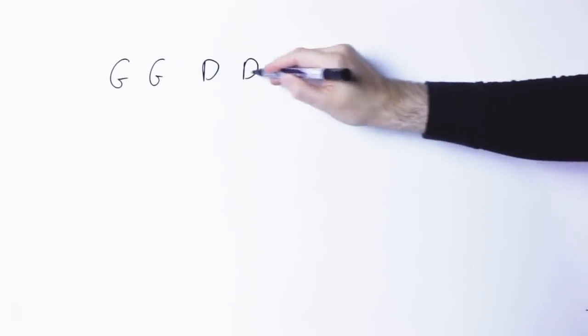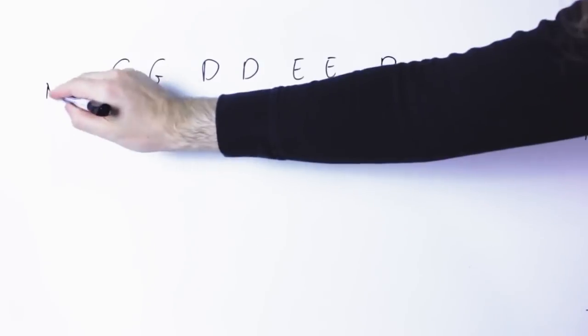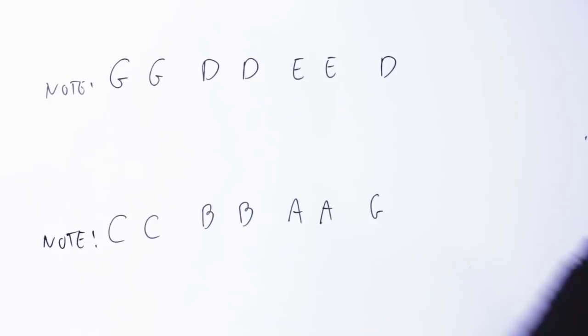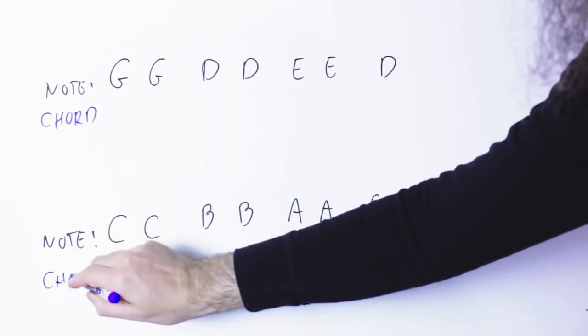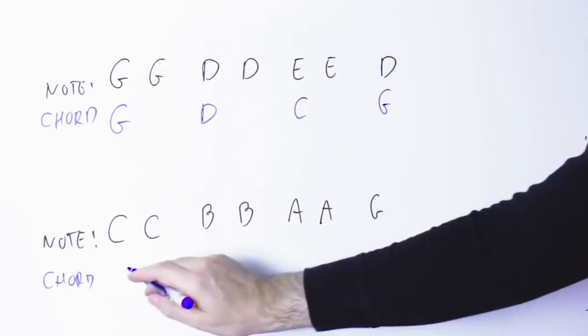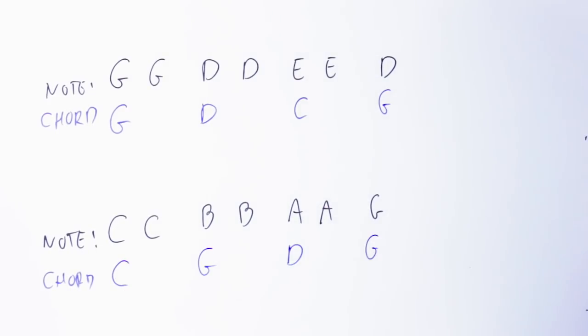Let's take something super simple. Let's take Twinkle Twinkle Little Star. I just need to add the chords corresponding to these notes. Of course, I can do this with any other kind of melody. For instance, I can take this melody here.